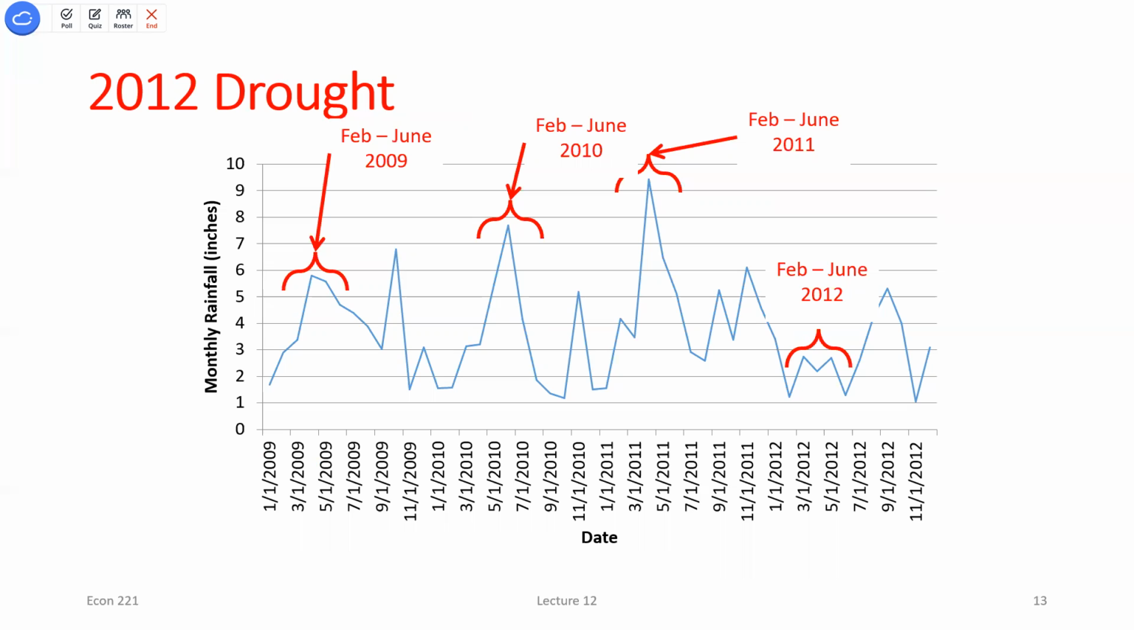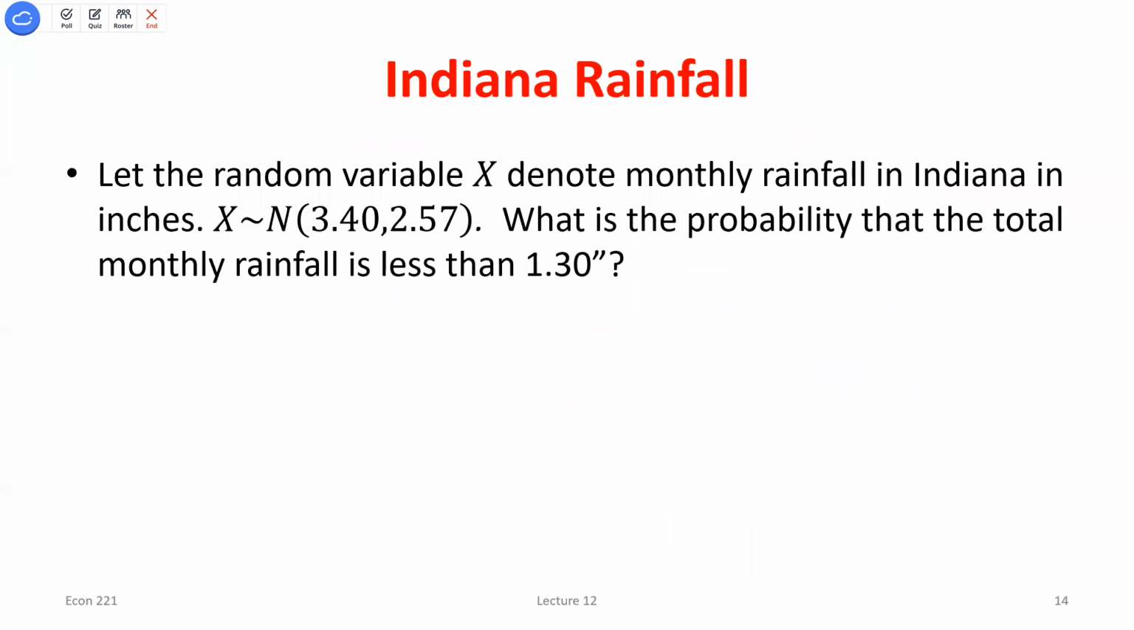That spike didn't occur. So how unlikely was it that we saw as little rainfall as we did in 2012, or something even lower? So that's the setup, right? So what we're going to do is say, okay, we've got this normally distributed variable.